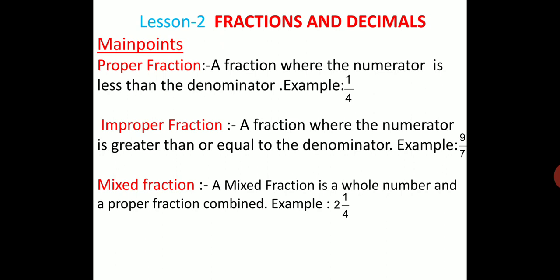Improper fraction. A fraction where the numerator is greater than or equal to the denominator is called an improper fraction. The example I have taken here is 9 by 7. Now you can compare 9 and 7. 9 is bigger than 7, and 9 is the numerator. The numerator should be bigger than the denominator in an improper fraction. You can take so many other examples also. So many other examples are possible.